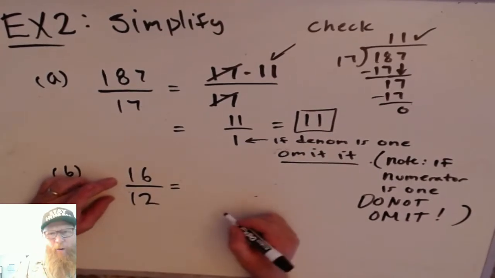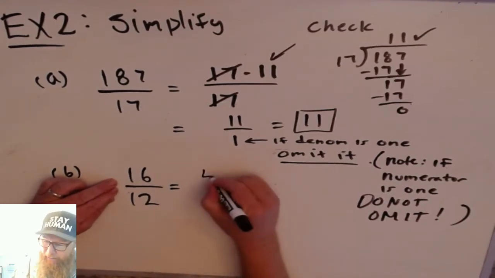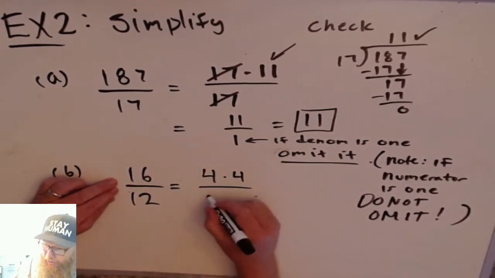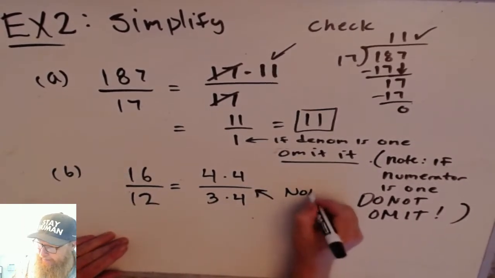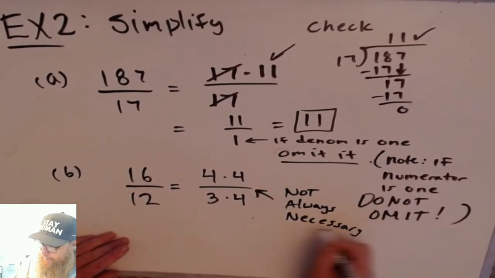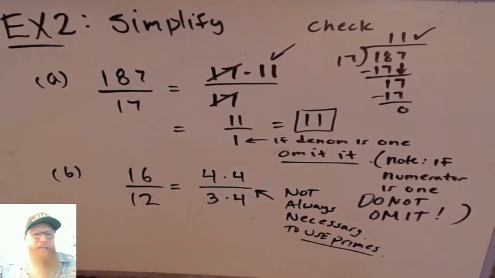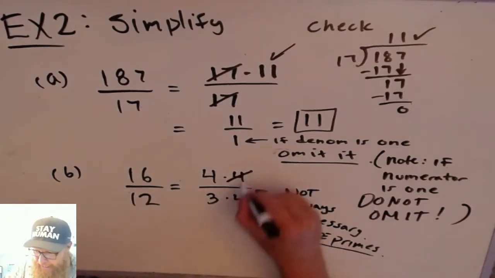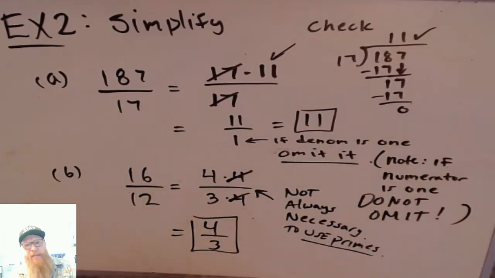All right, 16 twelfths. You do not have to use prime numbers. I encourage you to use prime numbers, but it's not always necessary to use primes. How do you know? Well, you essentially have to do the problem twice. Do it once with all prime numbers. Do it again with non-prime numbers. If you get the same result, it means that it was not necessary.